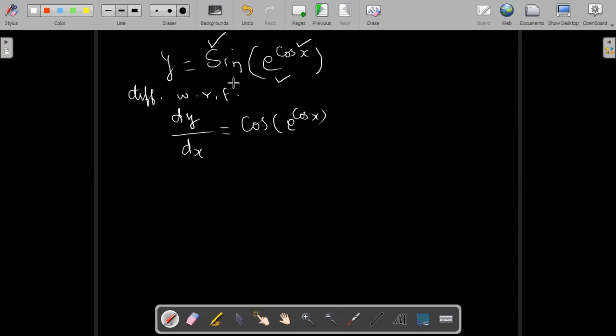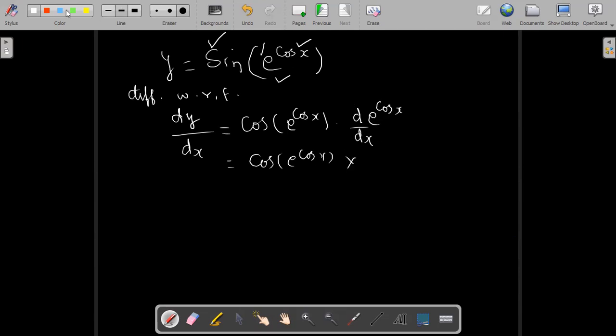Sometimes students directly write sin x cos x. No, here you have this inside function. Then go inside to the next function, which is exponential. So you will write d by dx of e to the power cos x. Now, according to the chain rule, you will write the differential of e to the power x. Now this is the second step.